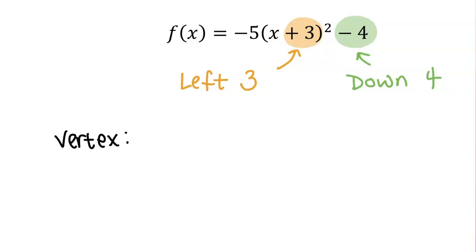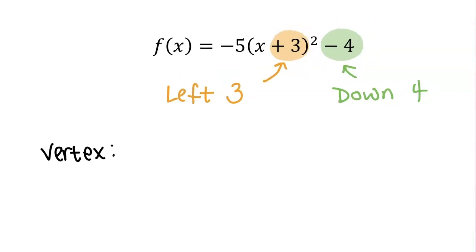Vertex, which used to be at (0, 0) at the origin, has been shifted 3 units to the left. So the x-coordinate is going to be -3. The y-coordinate, well, because it got shifted down 4 units, is now going to be -4. So the vertex is (-3, -4).